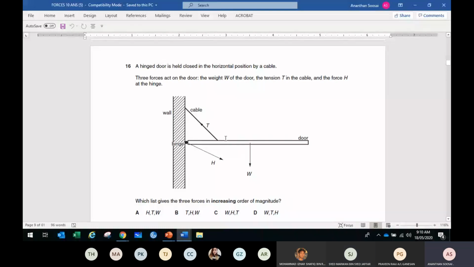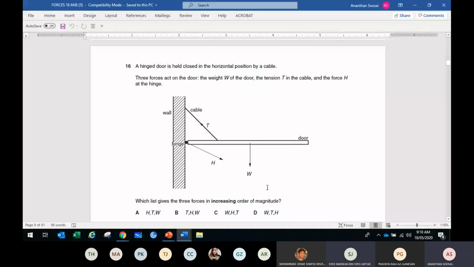So here, very clear, the perpendicular distance of H is small. The perpendicular distance of W is further. So that means a shorter distance must lead to a greater force, right? Because the moment is the same: H times perpendicular distance of H equals W times perpendicular distance of W. But the perpendicular distance of H is small, so the force H must be greater than W.